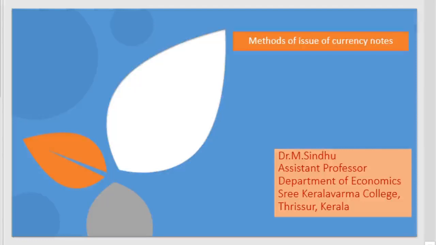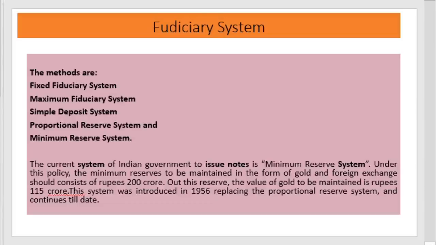In this class, we will discuss the methods of issue of currency notes or banknotes. There exist different systems for the issue or printing of currency notes. They are discussed in this section. The important methods used include the fixed fiduciary system, maximum fiduciary system, simple deposit system, proportional reserve system, minimum reserve system, etc. In India, currently we follow the minimum reserve system.